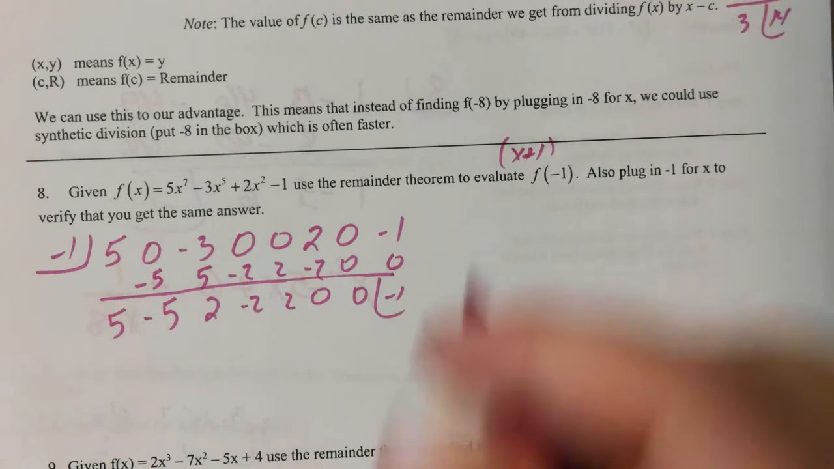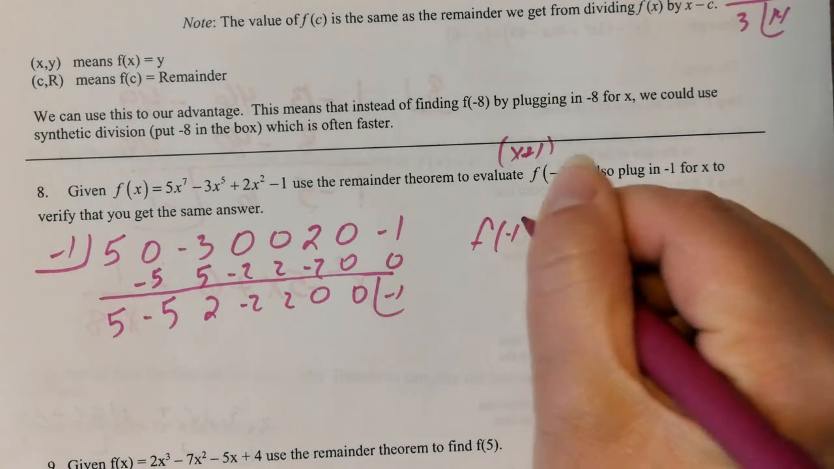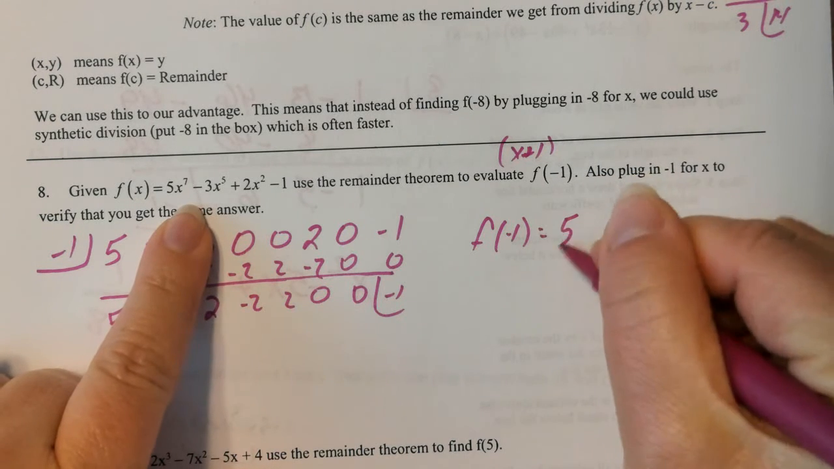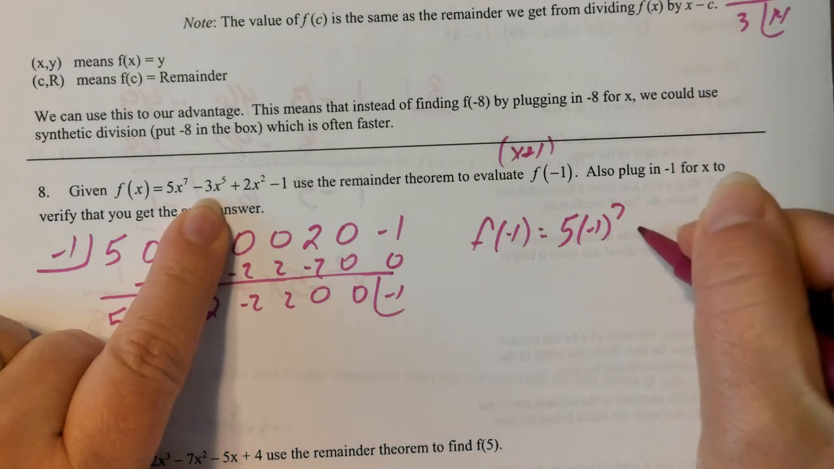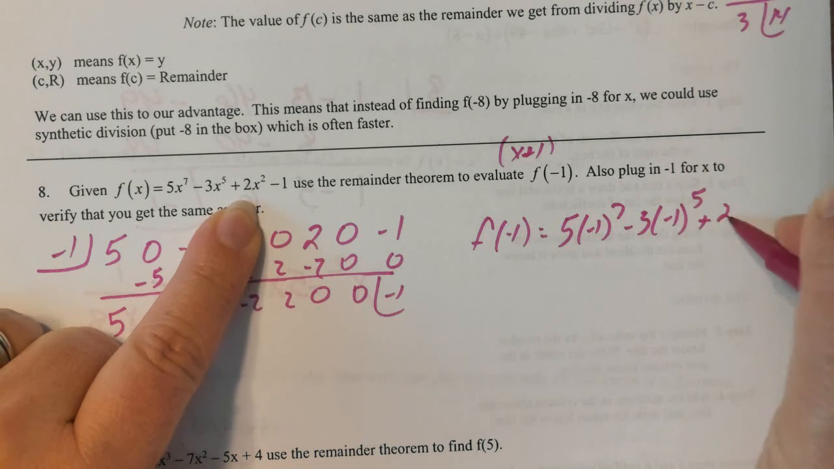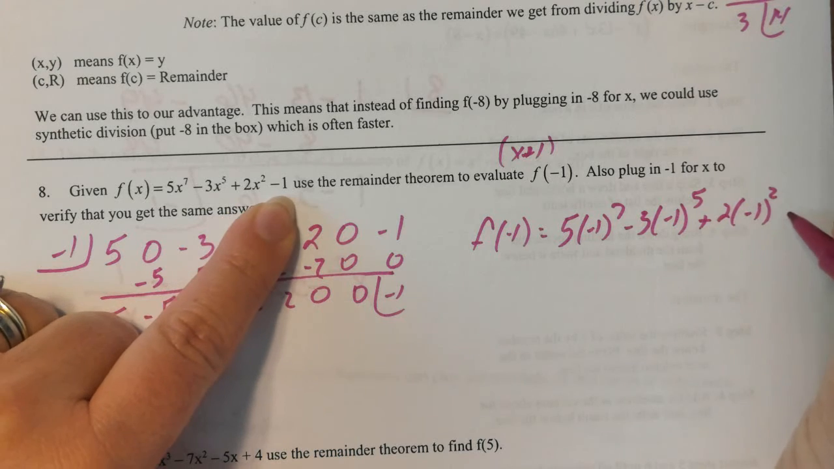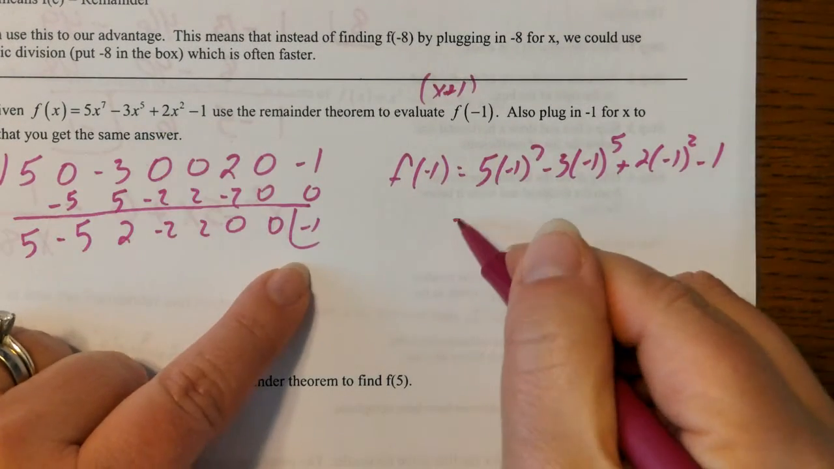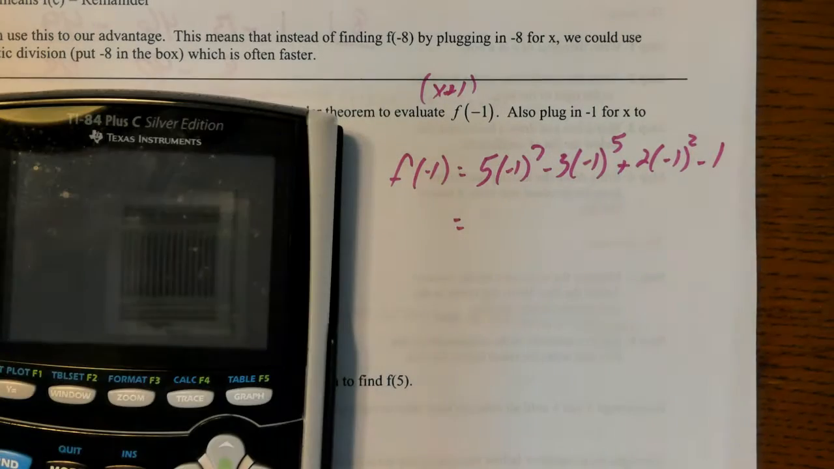That means that if I just plug in negative 1 for x in the original polynomial, 5 times negative 1 to the 7th minus 3 times negative 1 to the 5th plus 2 times negative 1 squared minus 1. If I work this out, I ought to get a negative 1. Let's see if that happens.